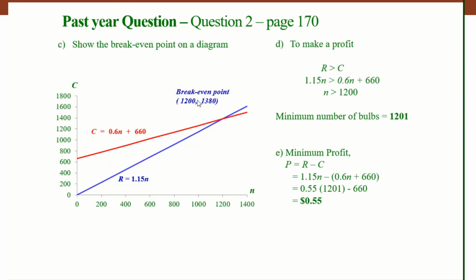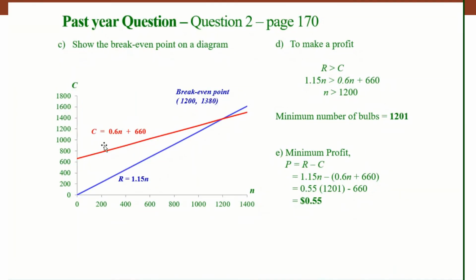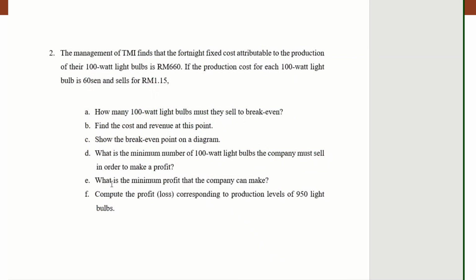Okay. Next one, show the break-even point on a diagram. Just draw the diagram. Revenue will come out from the origin. Your 660 is your y-intercept. Line goes up. Label your break-even point. Label your axes. Pretty much sorted.